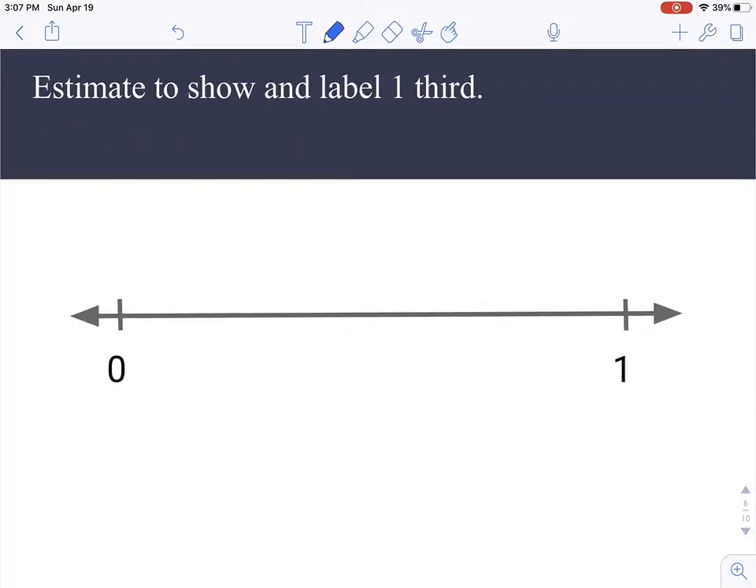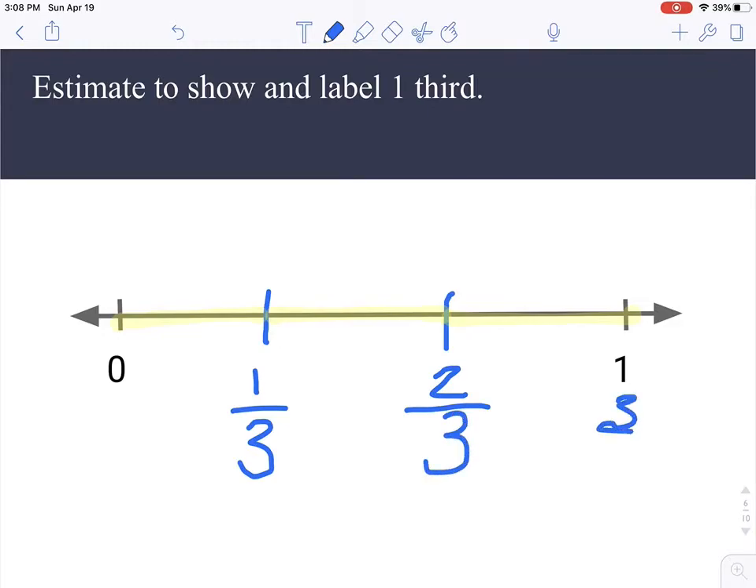Estimate and label 1/3. So I know I'm splitting this up into 3 sections, not 3 lines I'm drawing, 3 sections. And if I want to create 3 sections, I'm going to draw 2 lines. 1, 2. Okay, so I'm really thinking about this section, 1, 2, 3. I want 3 sections to make thirds. Over here, I know that this is where 1/3 would go. And then 2/3, and then 3/3 to make 1 whole.